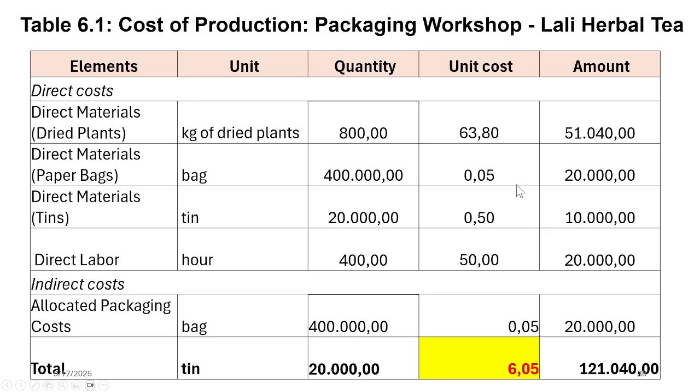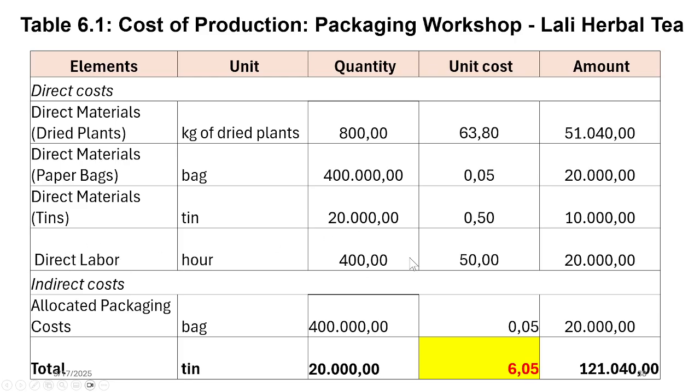How can we obtain the unit cost for the paper bag and the empty tins? This information is given by the subject. So you just multiply the unit cost and the quantity, and you have the total amount of cost. Now the next step, we have to calculate the direct labor cost.